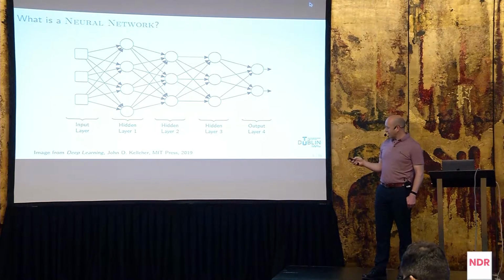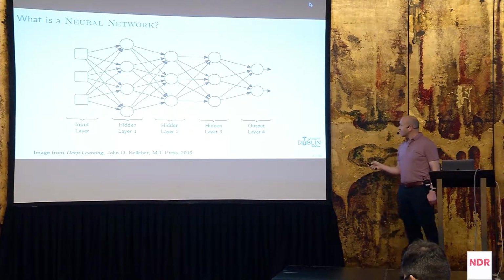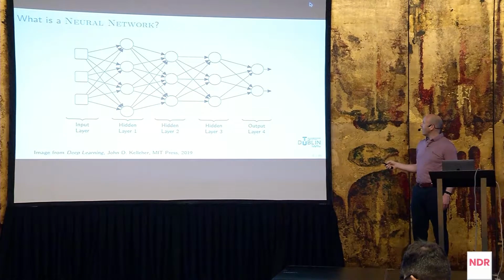We then have a sequence of layers. This is a standard feed-forward, fully connected network. We have a sequence of layers, and we make a distinction in the literature between the output layer, which are the neurons in the last layer of the network that we can see the outputs from, and the hidden layers.